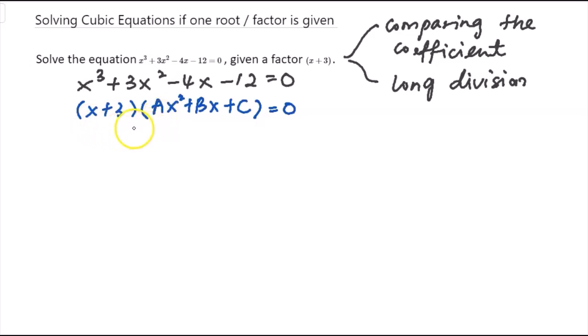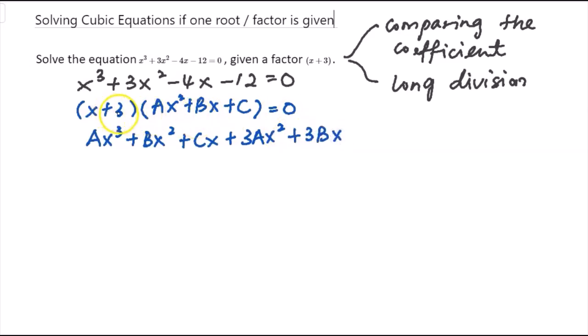Before we compare, I suggest that you expand it first. You will get x multiplied by ax squared, you get ax cubed. x multiplied by bx, bx squared. And x multiplied by c, cx. 3 multiplied by ax squared, 3ax squared. 3 multiplied by bx, 3bx. And lastly, the constants, 3 multiplied by c, you have 3c equals 0. So now, these two equations are the same. So now we are comparing their coefficient.